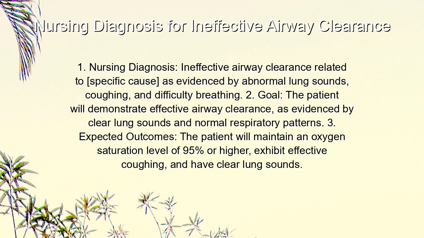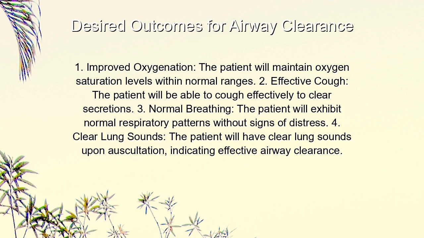Nursing diagnosis for ineffective airway clearance. 1. Nursing diagnosis. Ineffective airway clearance related to specific cause as evidenced by abnormal lung sounds, coughing, and difficulty breathing. 2. Goal. The patient will demonstrate effective airway clearance, as evidenced by clear lung sounds and normal respiratory patterns. 3. Expected outcomes. The patient will maintain an oxygen saturation level of 95% or higher, exhibit effective coughing, and have clear lung sounds.